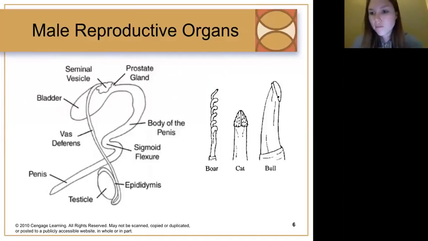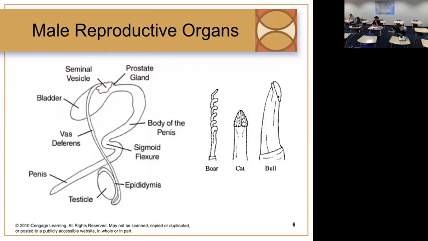And so the penis can actually screw in, and it helps with mating. And then in the cat, do you remember what kind of breeders cats are? Anybody? Reflex or induced ovulators? Yes. Yeah, they're reflex or induced ovulators.